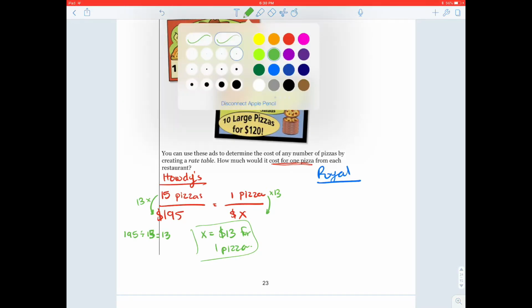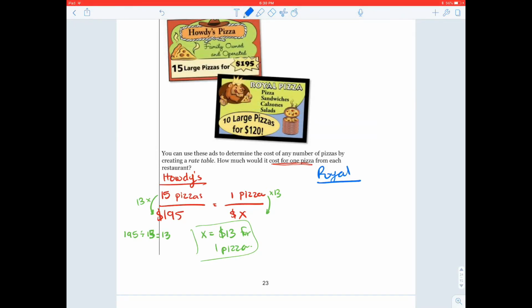Okay, so there's our first price. Now let's do the same thing for Royal. They say 10 large pizzas, so 10 pizzas for $120.